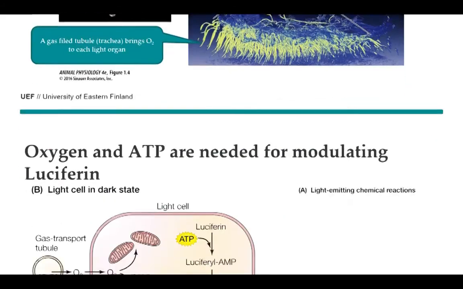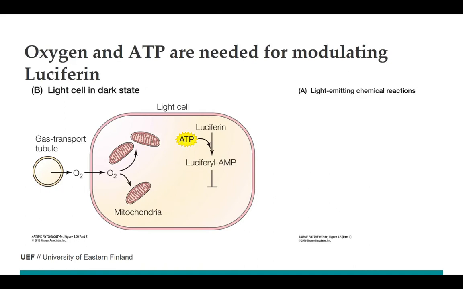When we go to the cellular level, the light-emitting cells are near the gas transport tubules, so the oxygen reaches the cells, goes inside, and is used by mitochondria. The mitochondria produce ATP because there is oxygen available, and then there is plenty of ATP in the cell, and luciferin is modulated by this ATP to produce luciferyl AMP.